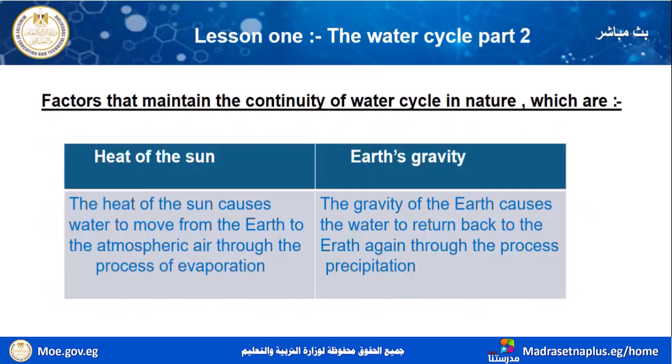Factors that maintain continuity of the water cycle in nature are, number one, the heat of the sun, and number two, the Earth's gravity. The heat of the sun causes water to move from the earth to the atmospheric air through the process of evaporation. Listen to me. We said water is located in water bodies on the earth's surface.